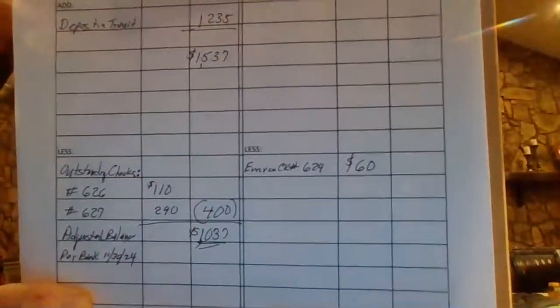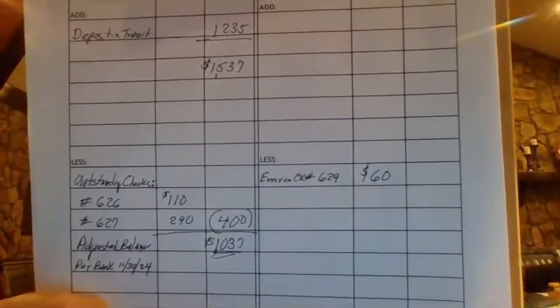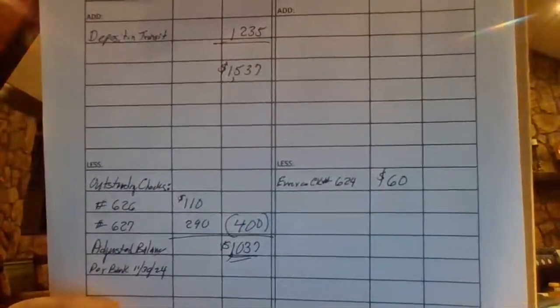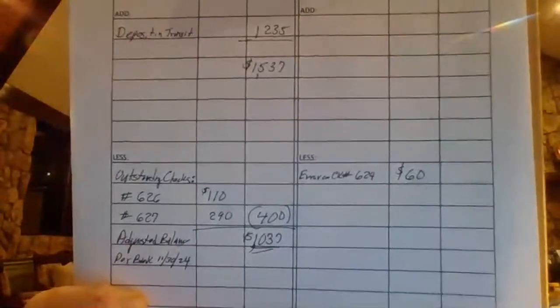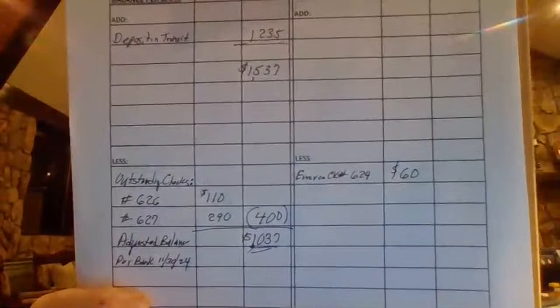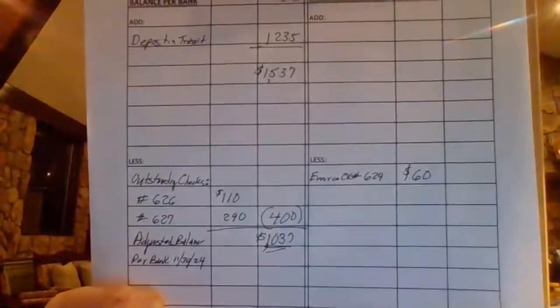Okay, we wrote a check for $105. The bank honored it as a $105 check because that's what it was. In our records, we took it as a $45 check. So we need to take out the difference, the $60 additional difference, away from our balance.